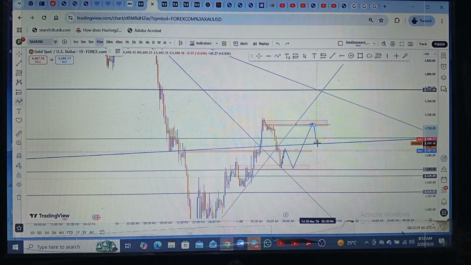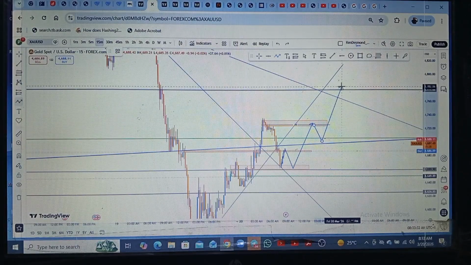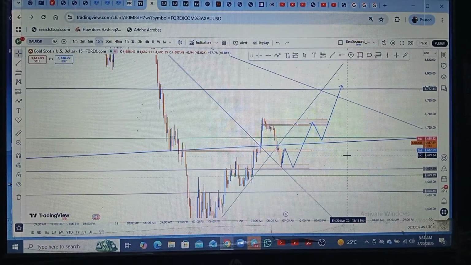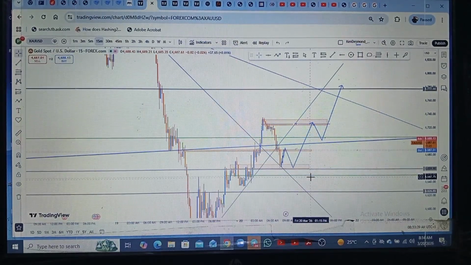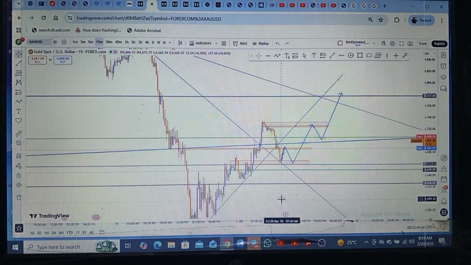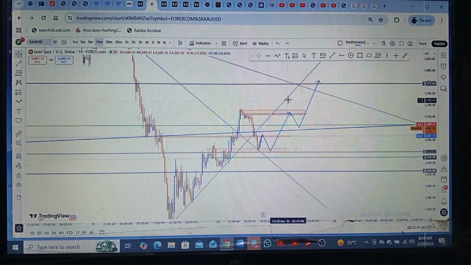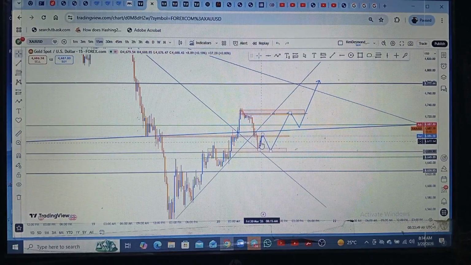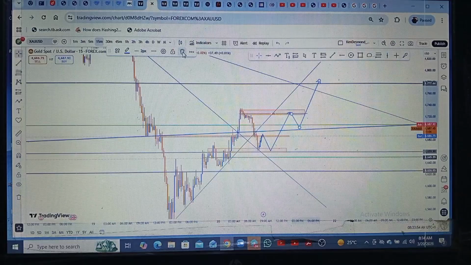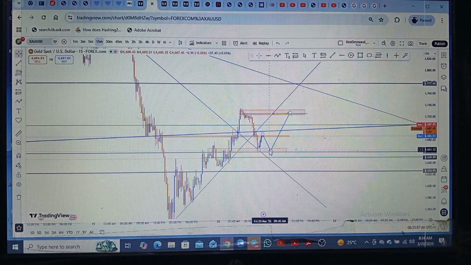So these are the things to be considering in the markets. These are the things to consider in the market: the structure of the market, the chart formation that the market is giving. So though this trend line was just broken, anything the market does here, we now know which one to follow or what to do.